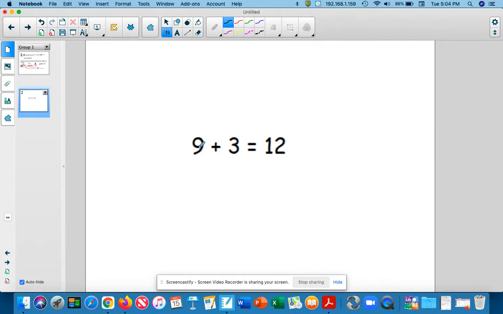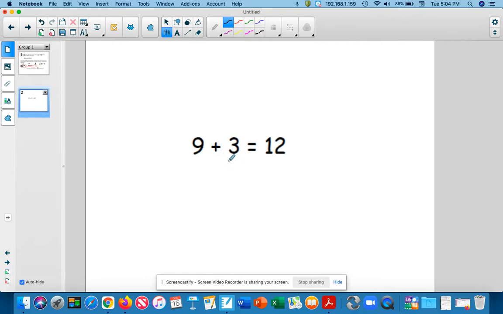And another one you're going to have is, this says you're going to make a number bond. Now, I think there's been a little confusion with our number bond here. So we want to make a number bond to show our 10. So we have 9 plus 3 equals 12.